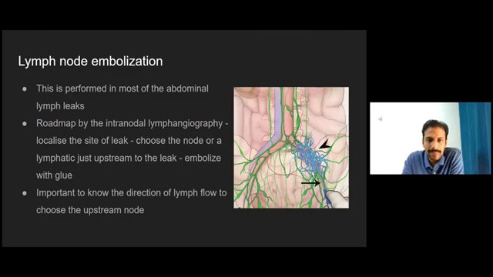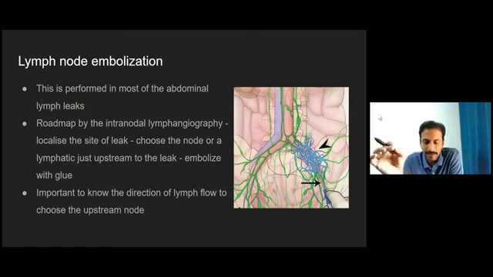The next thing is lymph nodal embolization. This is performed for most of the abdominal leaks. Whenever there is a leak happening from one of the lymphatics in the abdomen, we can do this embolization. We first do the MR intranodal injection using MR lymphangiogram. We map out the lymph channels. We also most likely will find the location of the leak, and we take the patient for intervention.